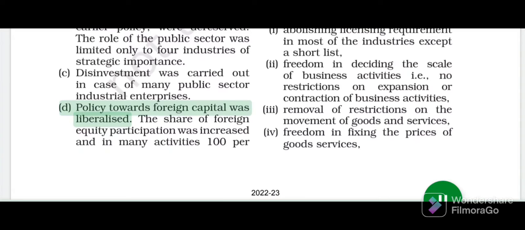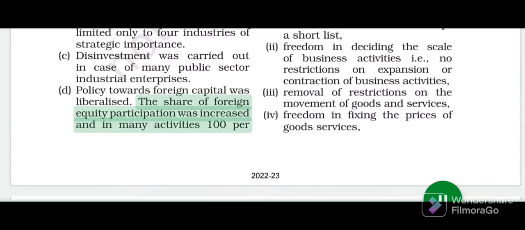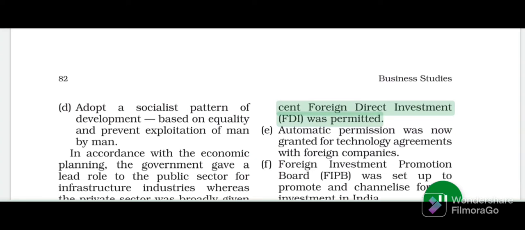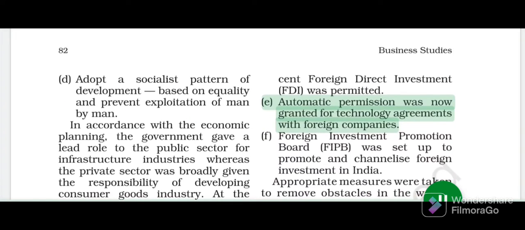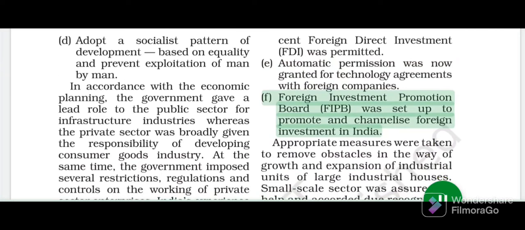d. Policy towards foreign capital was liberalized. The share of foreign equity participation was increased and in many activities 100% foreign direct investment (FDI) was permitted. e. Automatic permission was now granted for technology agreements with foreign companies. f. Foreign Investment Promotion Board (FIPB) was set up to promote and channelize foreign investment in India.